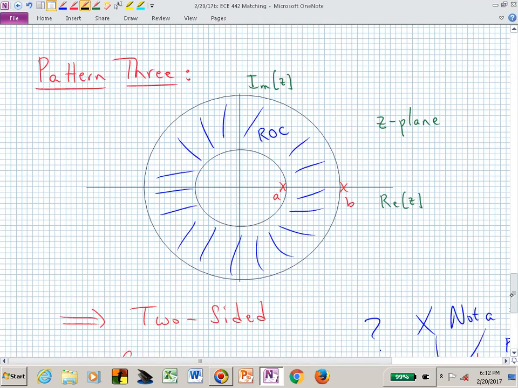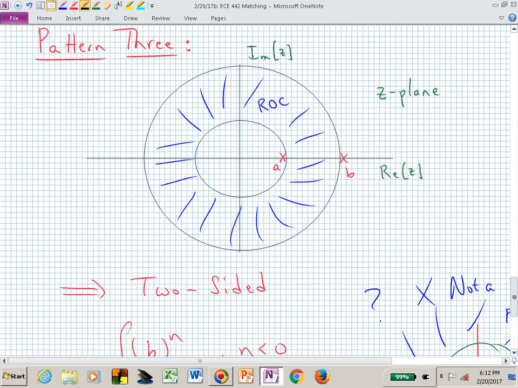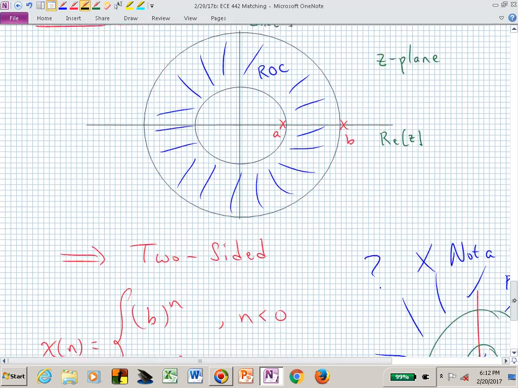Pattern 3. I don't want to scroll. Well, I will. Wow.